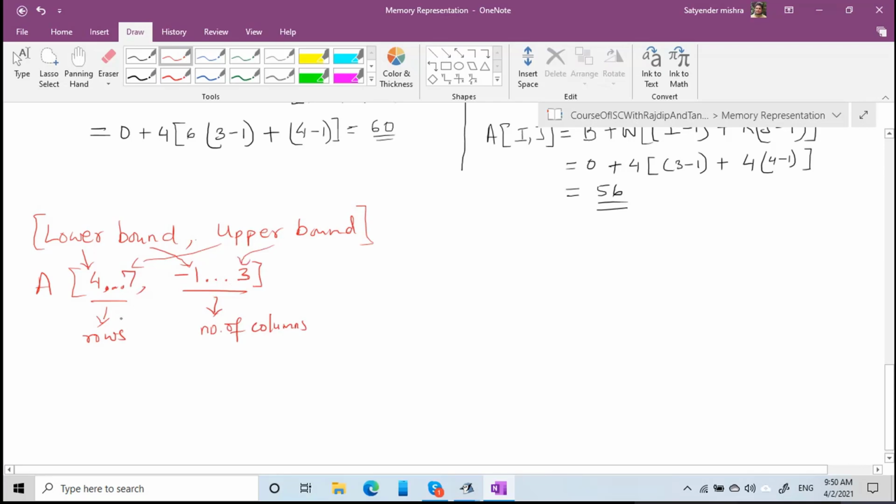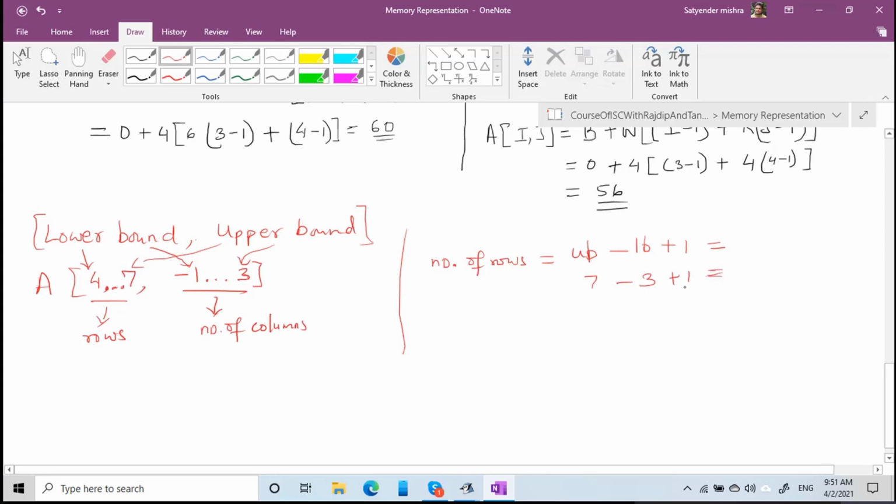Now you need to calculate the number of rows and the number of columns. So what we need to calculate here is the number of rows, which is upper bound minus lower bound, plus 1. Here the upper bound is 7, the lower bound is 3, plus 1. So what would the answer be?